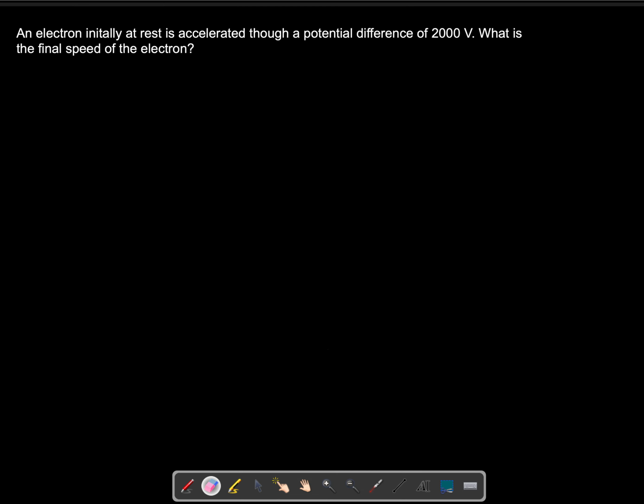Alright, this is topic 5.1, work done by electric fields. I have an electron initially at rest that is accelerated through a potential difference of 2000 volts. And I want to know the final speed of the electron.